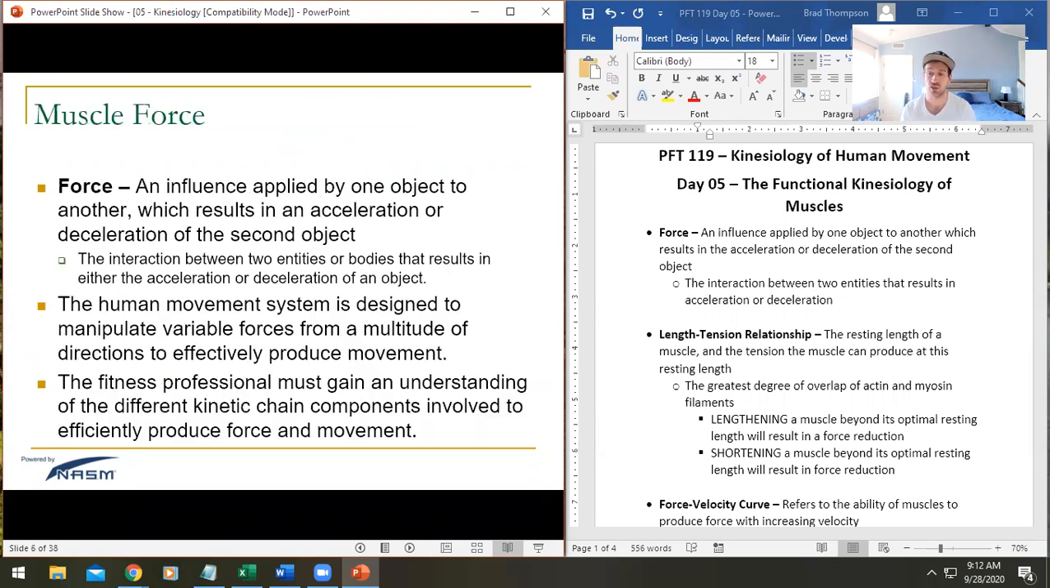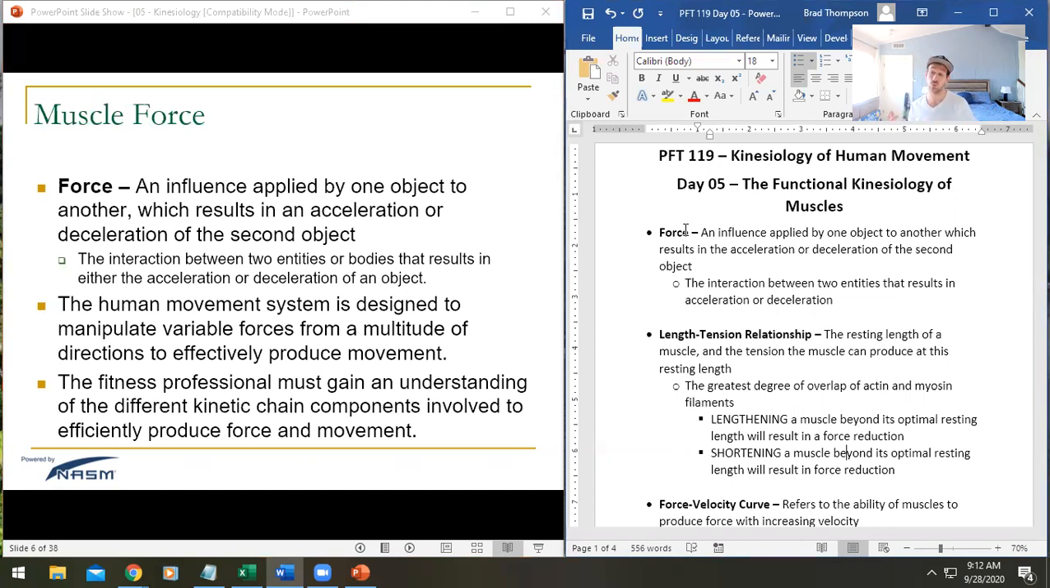So in order to understand all of that, we do need to understand a little bit about force. Like I said, we're going to get a little mathy today. Force by definition is an influence applied by one object to another object, which results in either the acceleration or the deceleration of that second object. So it's the interaction between two entities that results in either accelerating or decelerating, so either speeding something up or slowing something down. They don't say it here, but it could just be isometrically stabilizing as well.